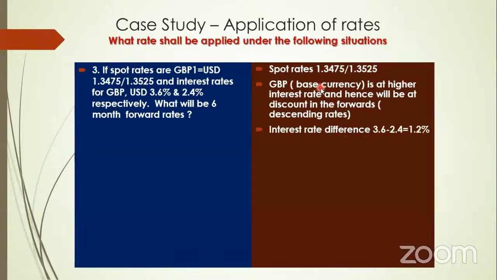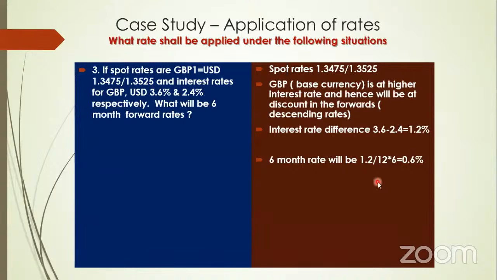The third step. Third step, you have found out the interest rate difference. 3.6 minus 2.4, how much? 1.2. Agreed or not? 1.2 is the interest rate difference between these two currencies. Now, this is per annum. Now, what are they asking? 6 months. 6 months means what? Per annum 1.2, 6 months means divided by 2. You will get 0.6, not 0.06. Carefully, 0.6%. 1.2 divided by 2. Why divided by 2? 6 months means divided by 2. This is per annum. Up to this understood?